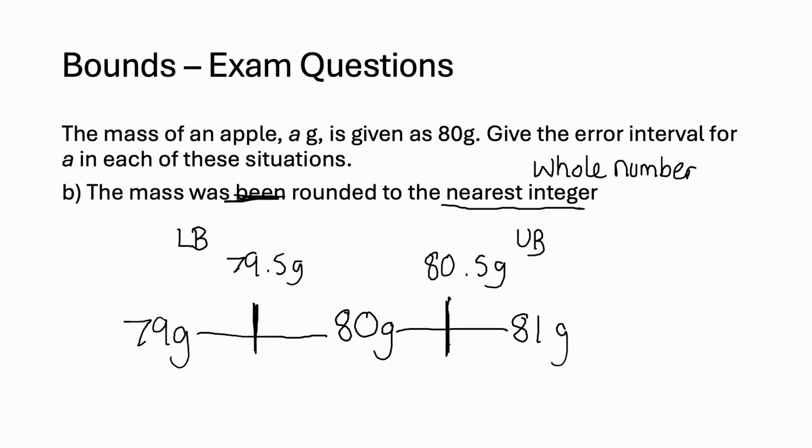Then our error interval, we're going to write 79.5. Yep, so A has to be greater than or equal to 79.5, but it has to be less than 80.5 if it has been rounded to the nearest integer.